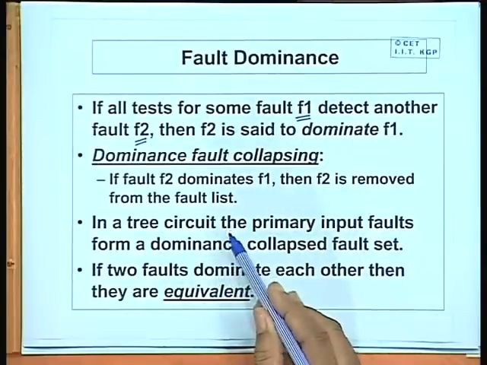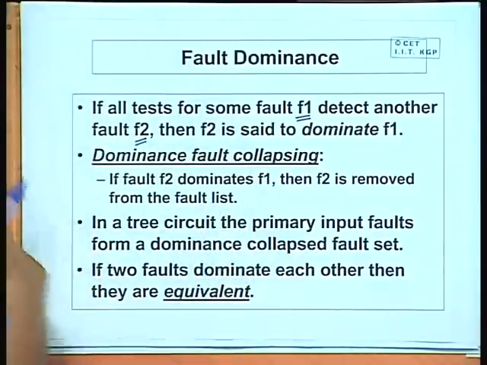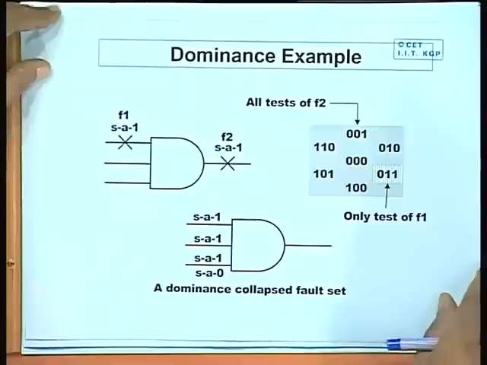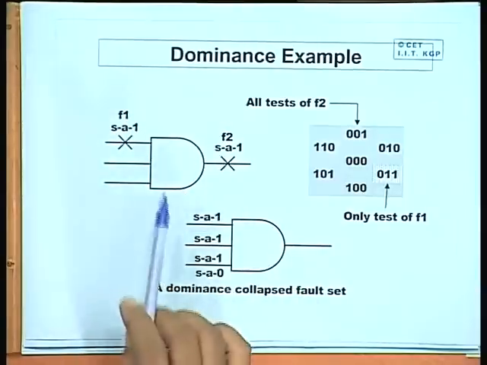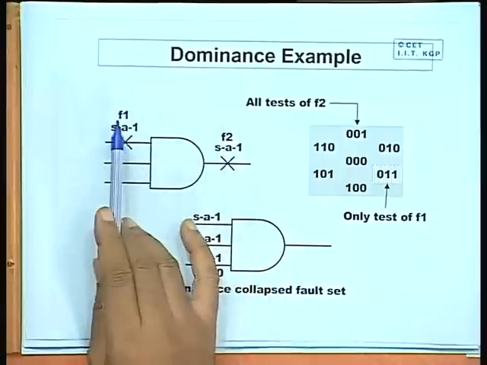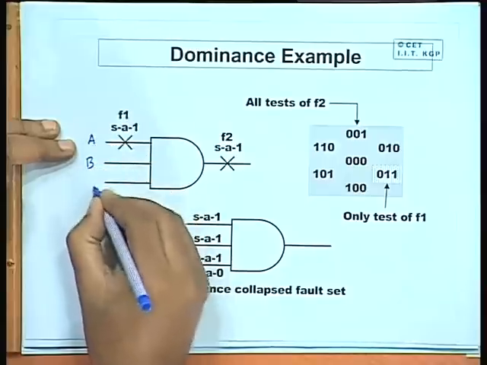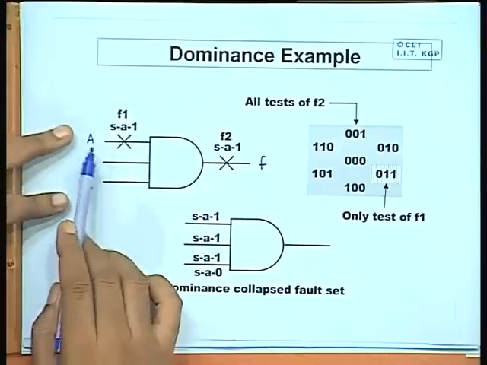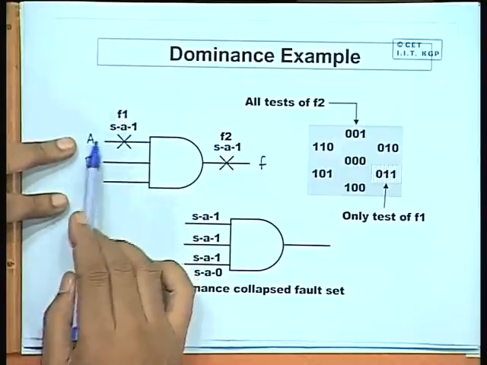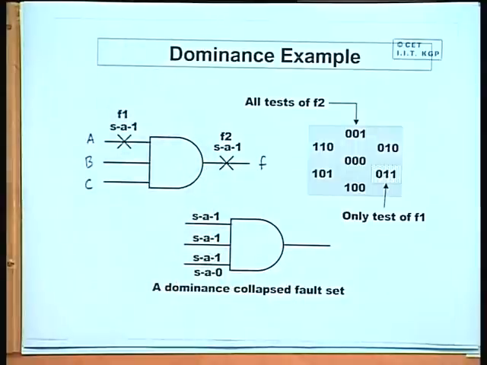Well, this point I will come to later, but first let us try to give an example of this. Let us take a simple example of a 3 input AND gate, with 2 faults F1 and F2. So, say these are A, B, C, the inputs, this is the output F. This F1 is A stuck at 1 and F2 is this output F stuck at 1.